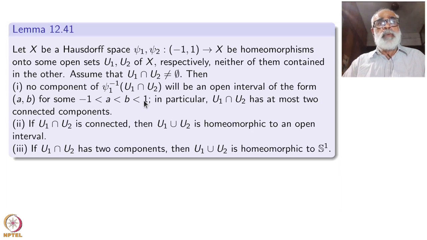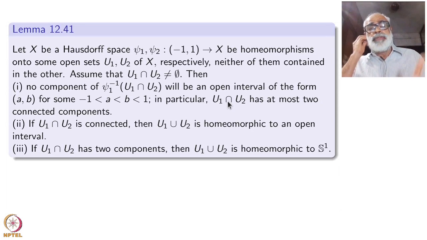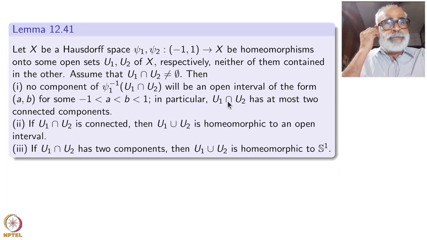Then what else can happen? It can happen only if one of the endpoints must be there in the interval. So I assume -1. If +1 is also there, it is the whole space, and it cannot be the whole space. So it can only be (-1, b), or it can be (a, 1). So there are only two possibilities. Therefore, the conclusion is, in particular, U1 intersection U2 has at most two connected components.